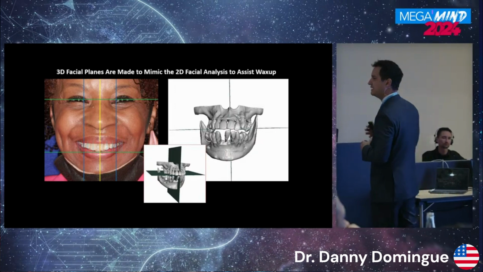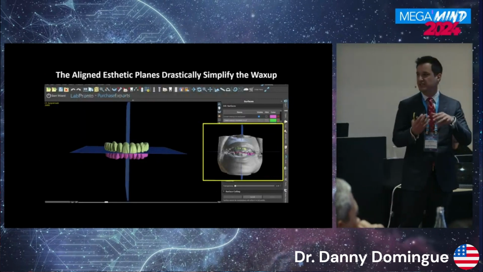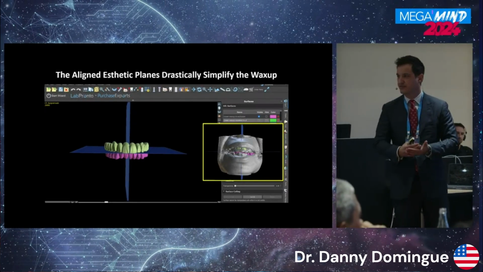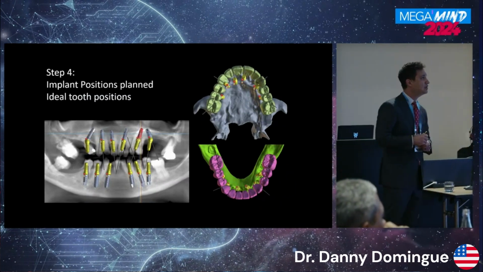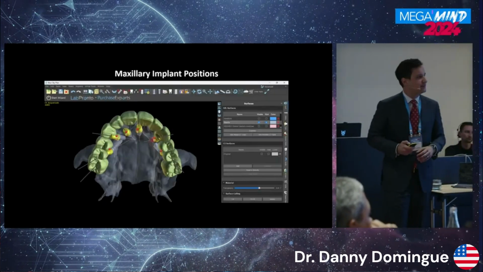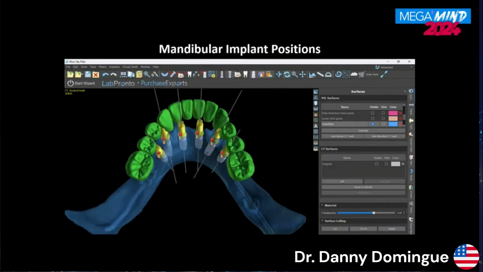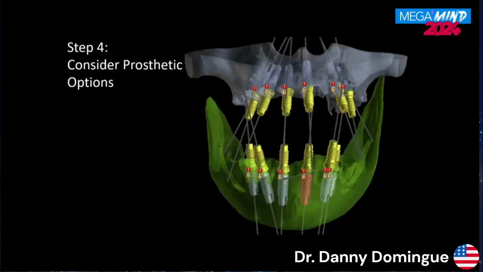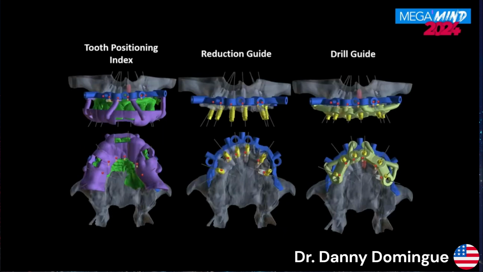In the 3D world, we create an ideal esthetic wax-up based on where the teeth should be in the patient's face, right? Facial scans, facial photos, intraoral stitching. Then we plan our implants in step 4 in the correct ideal tooth positions based on available bone, whatever minimal bone we have. This is going to be our maxillary implant positions and our mandibular implant positions. And where do we go here? Prosthetic considerations: FP1, FP2, FP3. For her, since there's so much bone loss and there's 20 millimeters of prosthetic space, she's going to be an FP3.